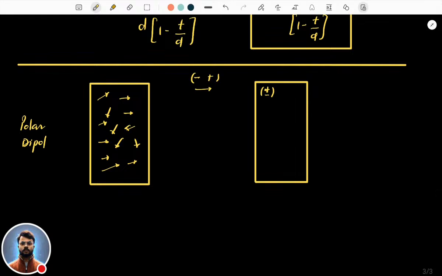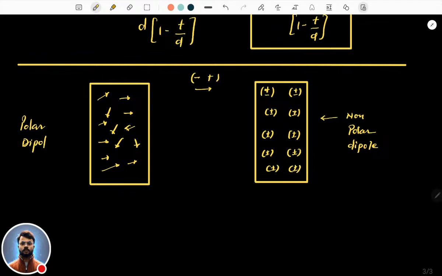So what happens when we place these two slabs in an external electric field region, that is positive, negative, positive, negative, and so on. All right, these are the non-polar dipoles. So what is the basic difference?